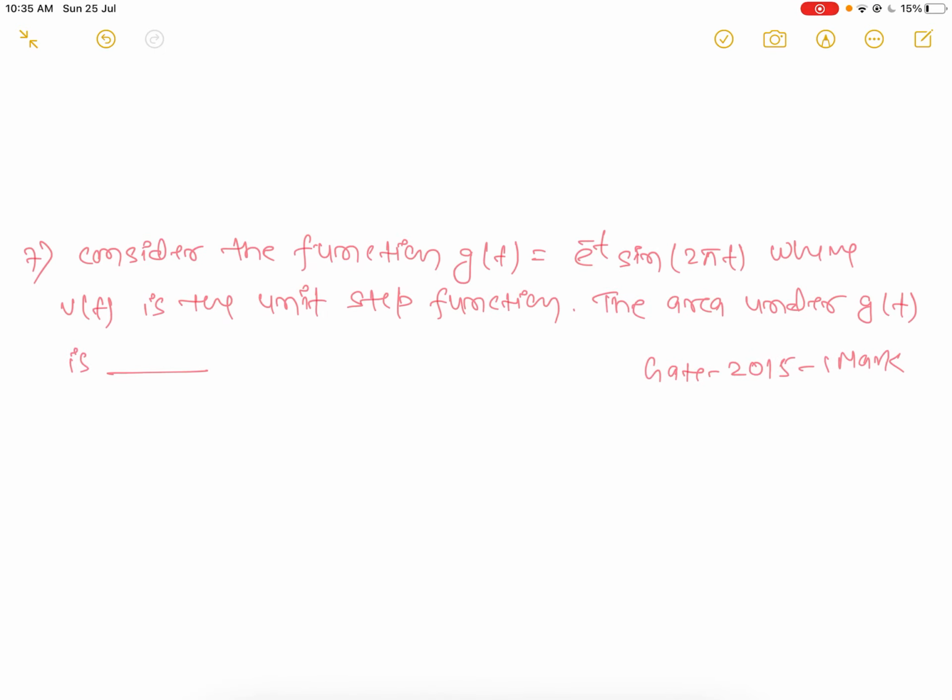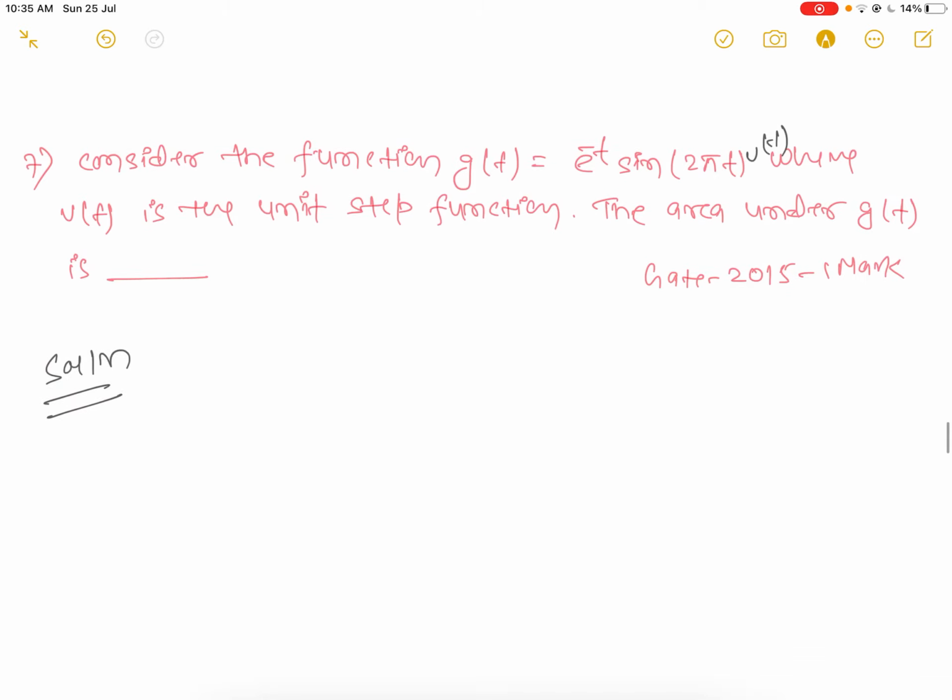Now let's come to the next question. Consider the function gt is equal to e to the power minus t sin 2 pi t ut, where ut is the unit step function. The area under gt is, we have to find the area under the, okay, here is one mistake, here ut is given. Now this one was asked in GATE 2015. gt is given as e to the power minus t sin 2 pi t ut.